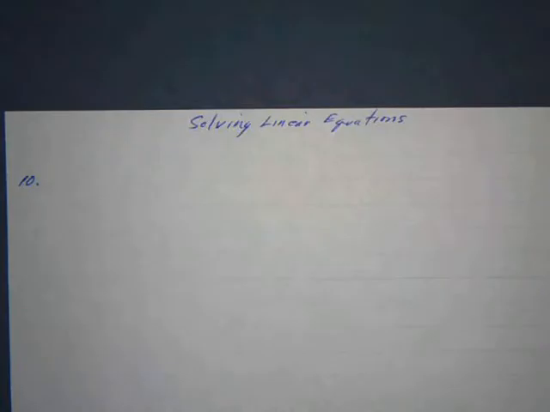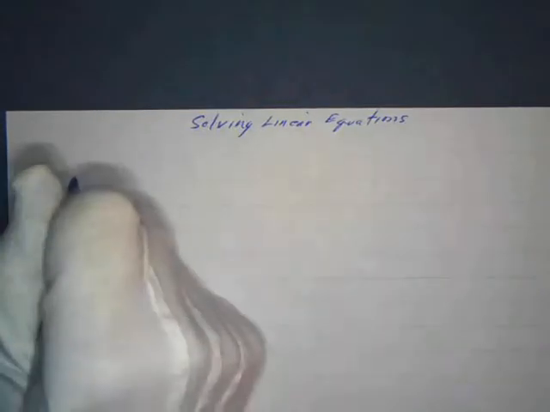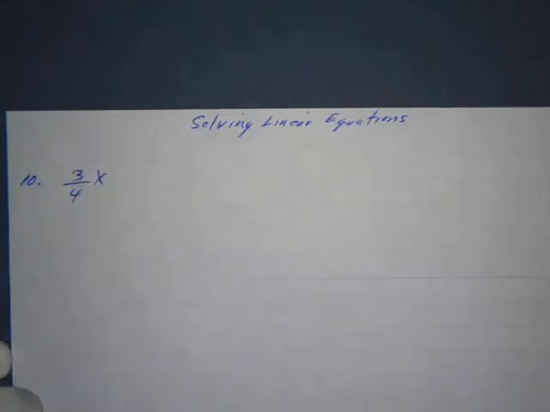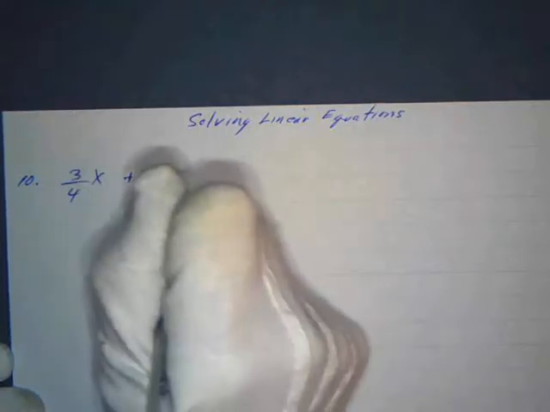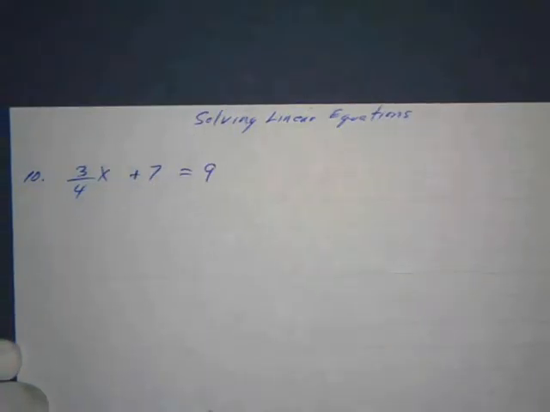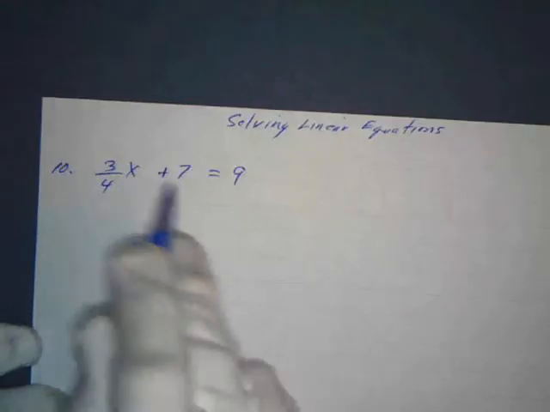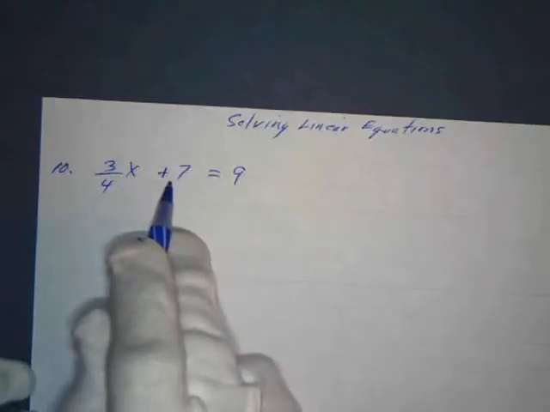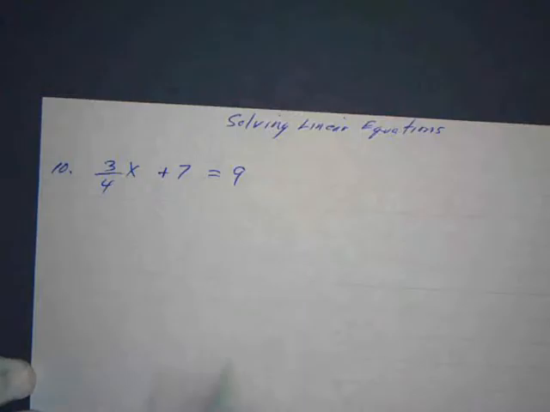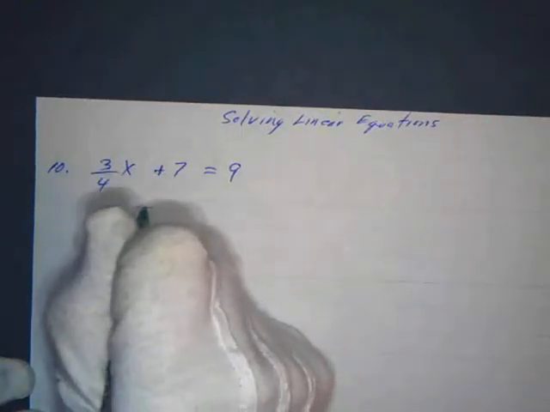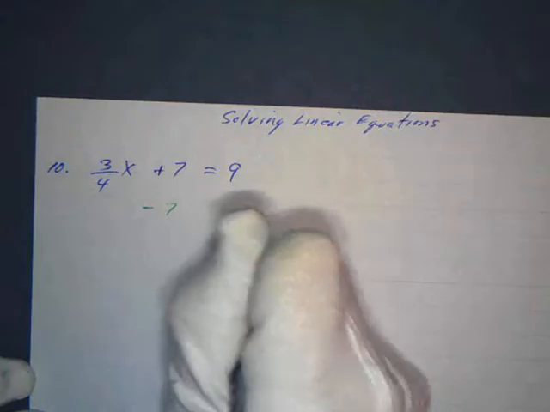Okay, and we're on number 10, so it's going to be 3 over 4x. This time we'll make sure that x is in the top very clear. Plus 7 equals 9. And again, I want to remove the 3/4, which is joined by multiplication because it's 3/4 times x, and the 7, which is joined by addition. The weaker of the operations is addition, so I use the opposite, which is subtraction, so I'm going to subtract 7 from both sides of the equation.